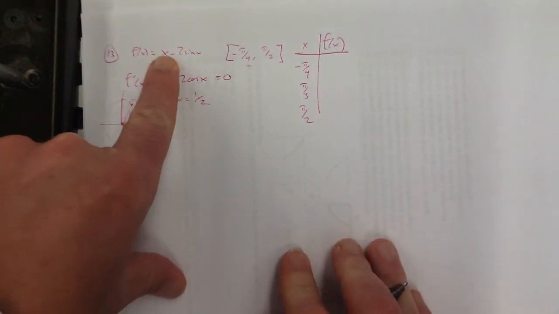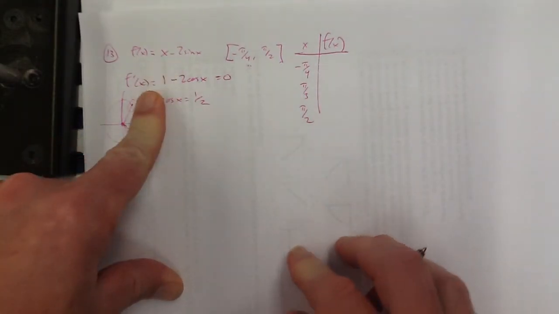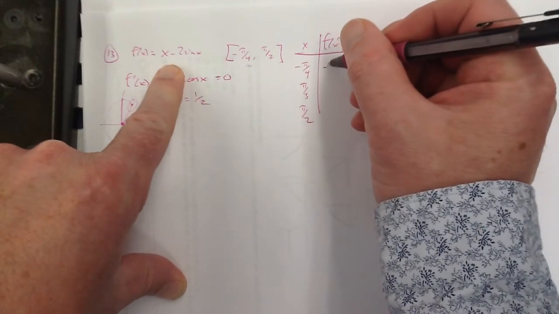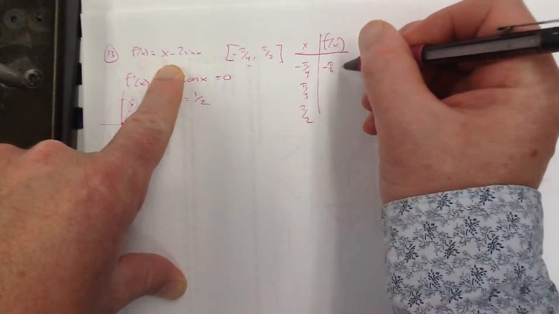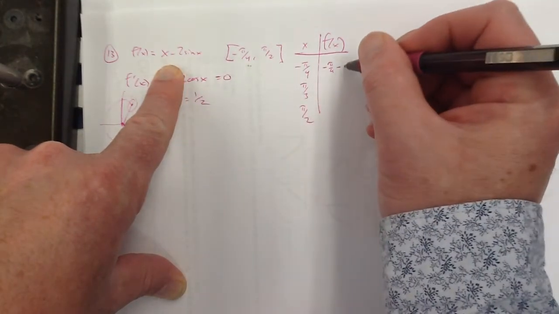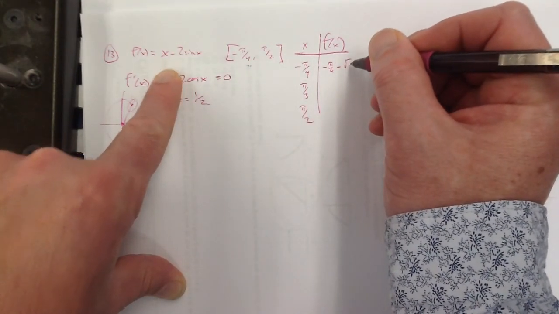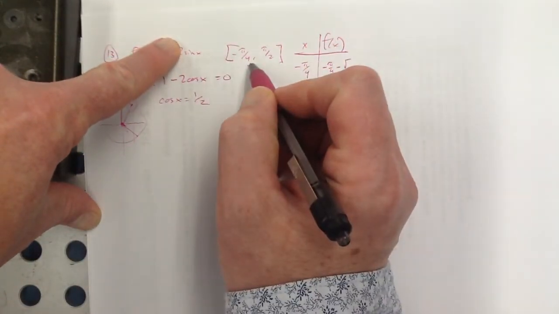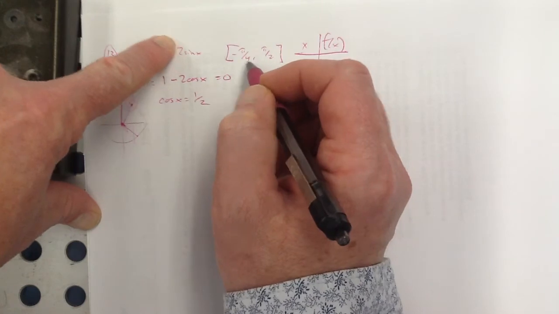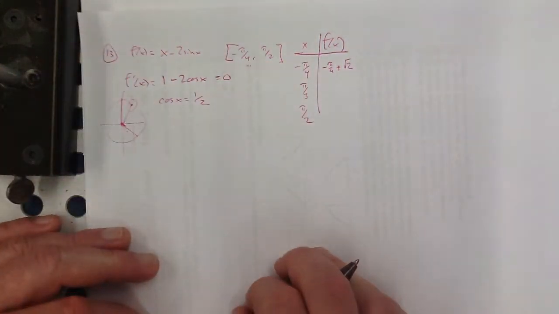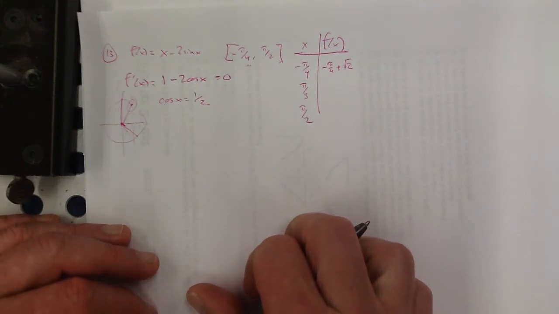So let's do it. Let's see. Here, I guess when I plug in negative pi over 4, I get negative pi over 4 minus 2 times the sine of negative pi over 4. So minus the sine of negative pi over 4 is negative square root of 2 over 2 times negative 2. I do believe it is that.